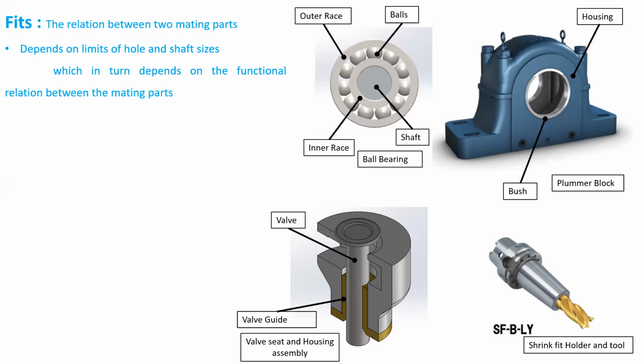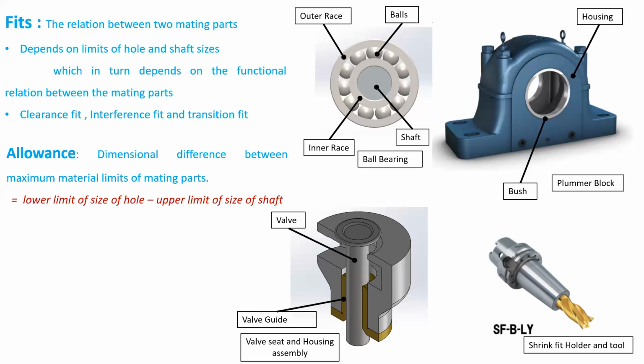So shrink fit is used generally in case of permanent joints. It will prevent slipping of the tool inside the holder. So we can see there are different types of fits based on the application. The fits can be broadly classified into three categories: clearance fit, interference fit, and transition fit.